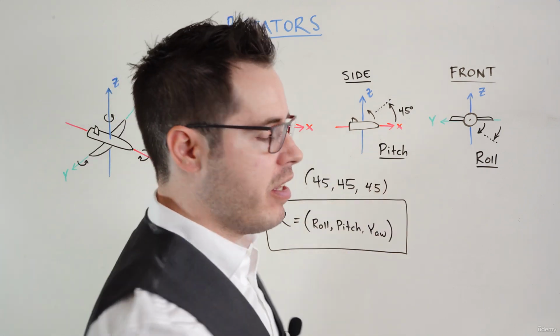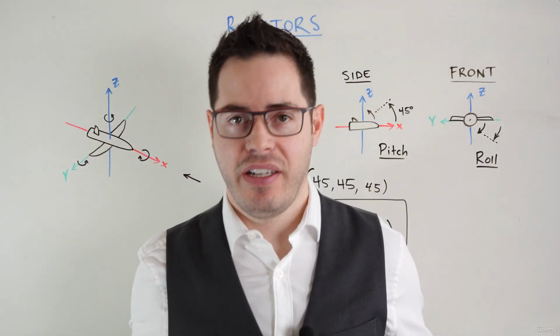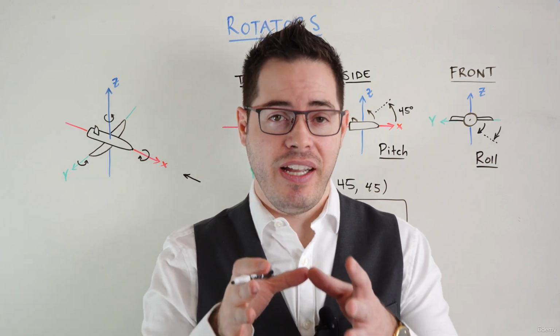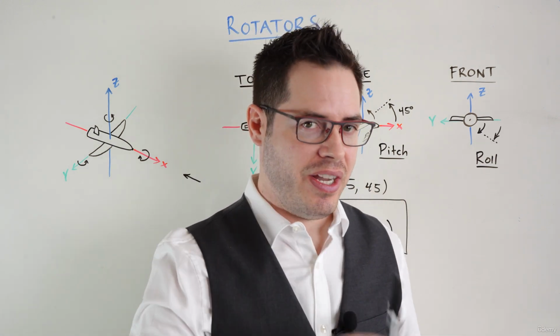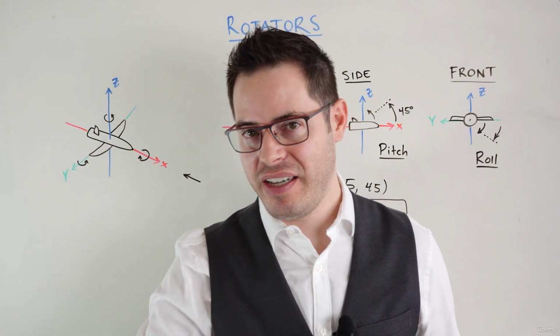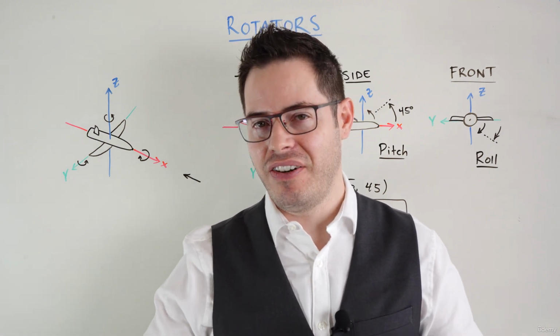So we can take the yaw, pitch, and roll for any object and represent its rotation in a three-dimensional coordinate system using the rotator. We'll be getting plenty of practice using rotators, so let's get started.